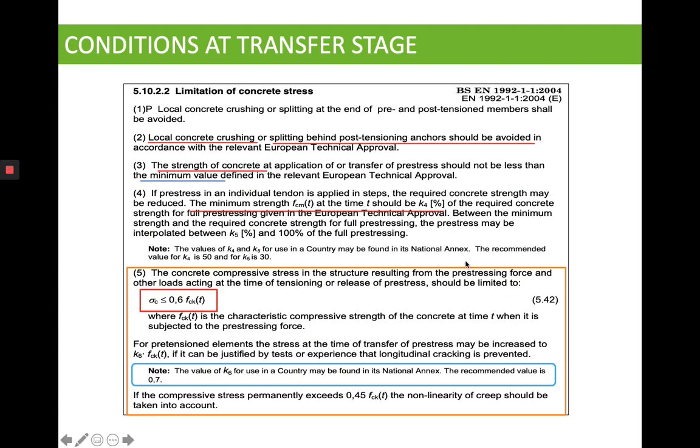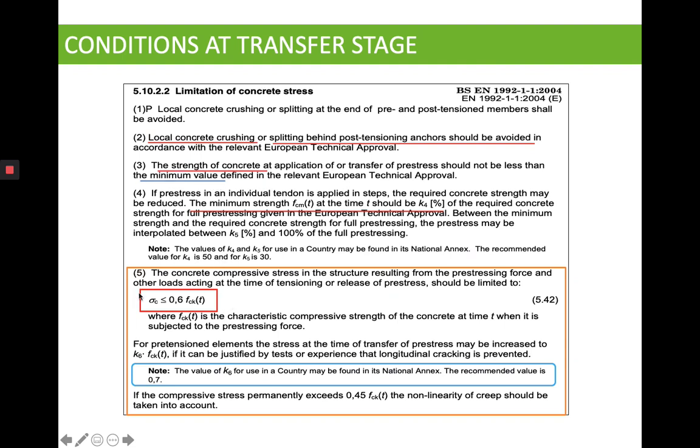So this is the clause that is given in the BS EN, or the Eurocode 2. These are the limitations of the concrete stresses. You can see here that local concrete crushing and splitting at the end of the pre- and post-tension members shall be avoided. Then local concrete crushing or splitting behind post-tensioning anchors should be avoided. And also the strength of concrete at application or transfer of pre-stress should not be less than the minimum value defined in the relevant European technical approval.